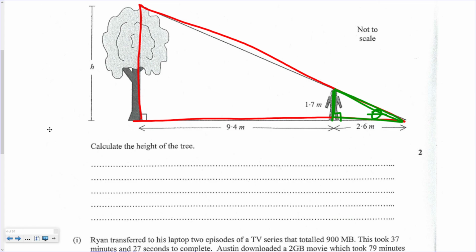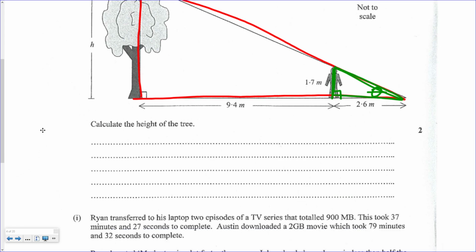And we can just use some SOHCAHTOA. So we're going to use SOHCAHTOA twice here. First with that little green triangle to find the angle, and then once that's done, for the big red triangle to find the side length. So I'm going to do this question in two parts, first in green, to say that I'm talking about the small green triangle, and then in red.